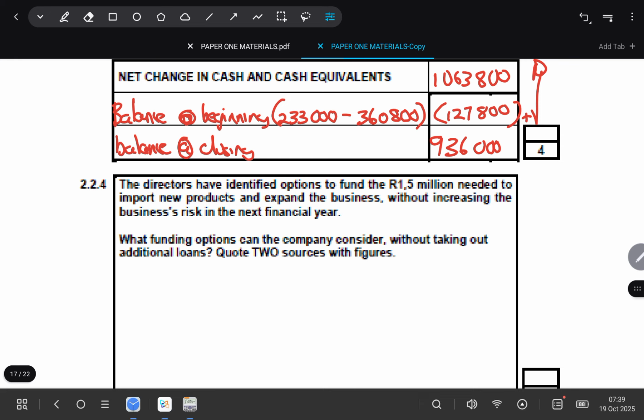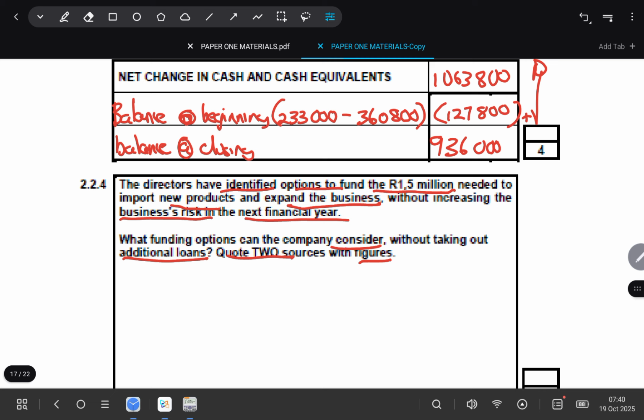So here they're saying the directors have identified options to fund the additional 1.5 million to import the new products and expand the business without increasing the business risk in the next financial year. What funding options can the company consider without taking out additional loans? Quote the financial sources with figures. So they want to buy products overseas so that they can use them to sell in the business.